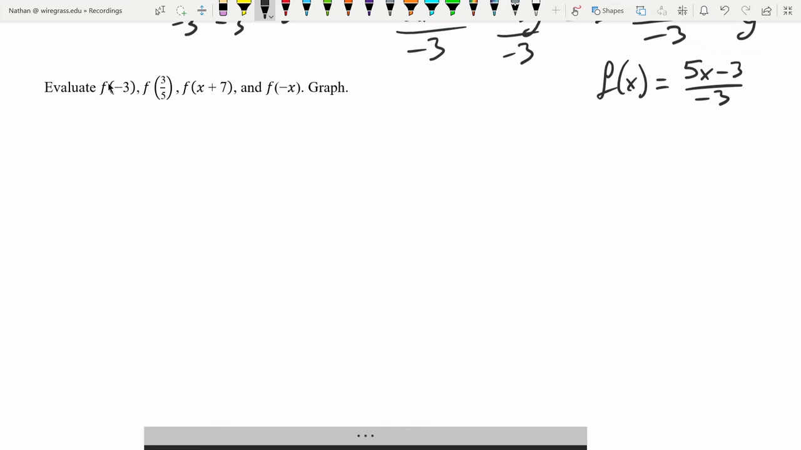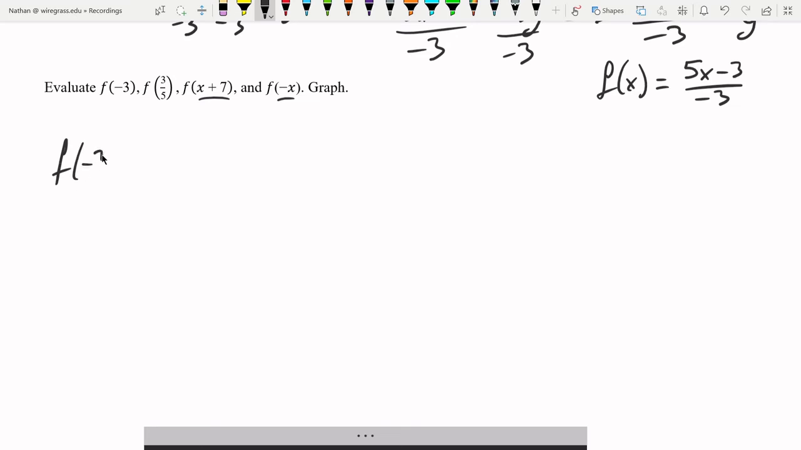So this is saying, what is f when you plug negative 3 in? What do you get for an output when you plug in 3/5? What is our output when you plug in x plus 7? Here we have an expression being plugged in, not a number. That typically means that we're going to get an expression out of it, not a number as an output. And the same thing is true here. What is the output when we plug in negative x? So let's go ahead and try this out.